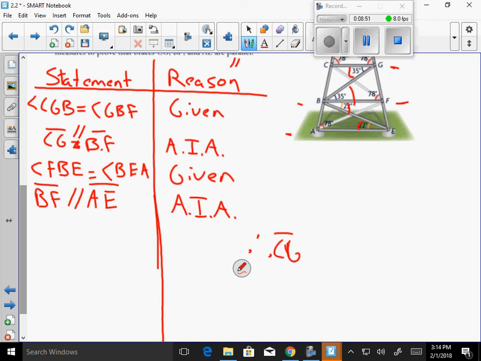That's line CG. Yeah, line AE is parallel. Okay? So once again, the statement reason table makes it really nice to work with this stuff.